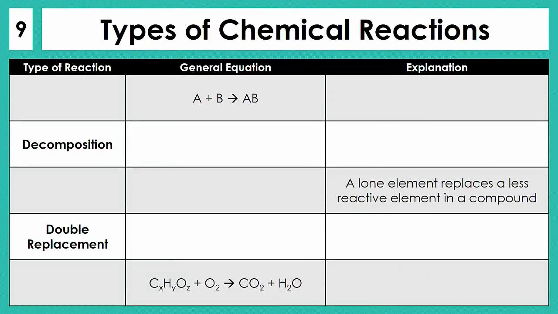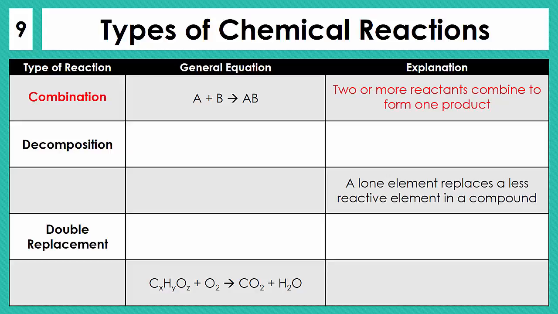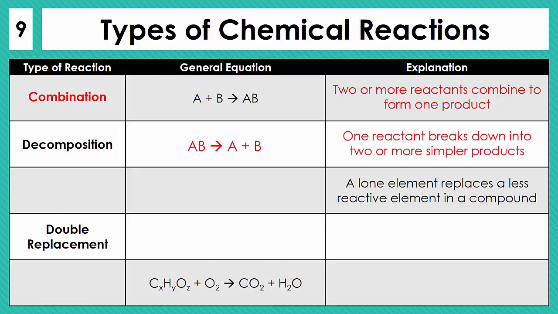As far as types of chemical reactions, first we have a combination reaction. This occurs when 2 or more reactants combine together to make one product. The opposite of that would be a decomposition reaction, where a single reactant breaks down into 2 or more simpler products.